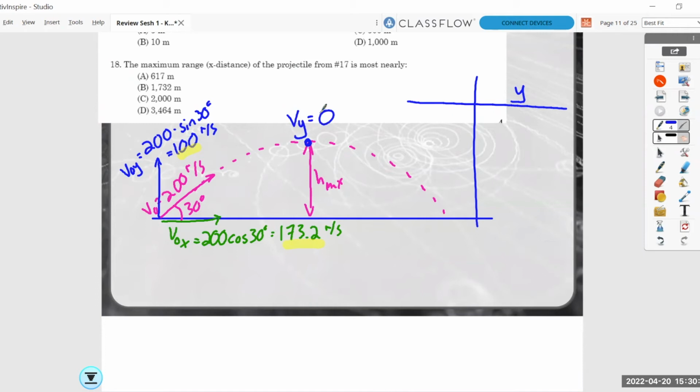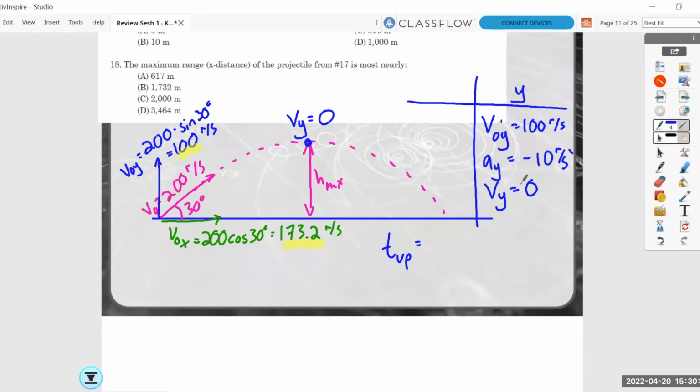There's a couple of ways you could actually do this. One way is you could find the time that it takes to get up to the top. As we mentioned earlier, I know in my y direction that my initial velocity is 100 meters per second. And I know also that my acceleration in the y direction, I'm just going to use 10 instead of 9.8, is negative 10 meters per second squared. It's trying to pull me down. And that my final y velocity is 0.